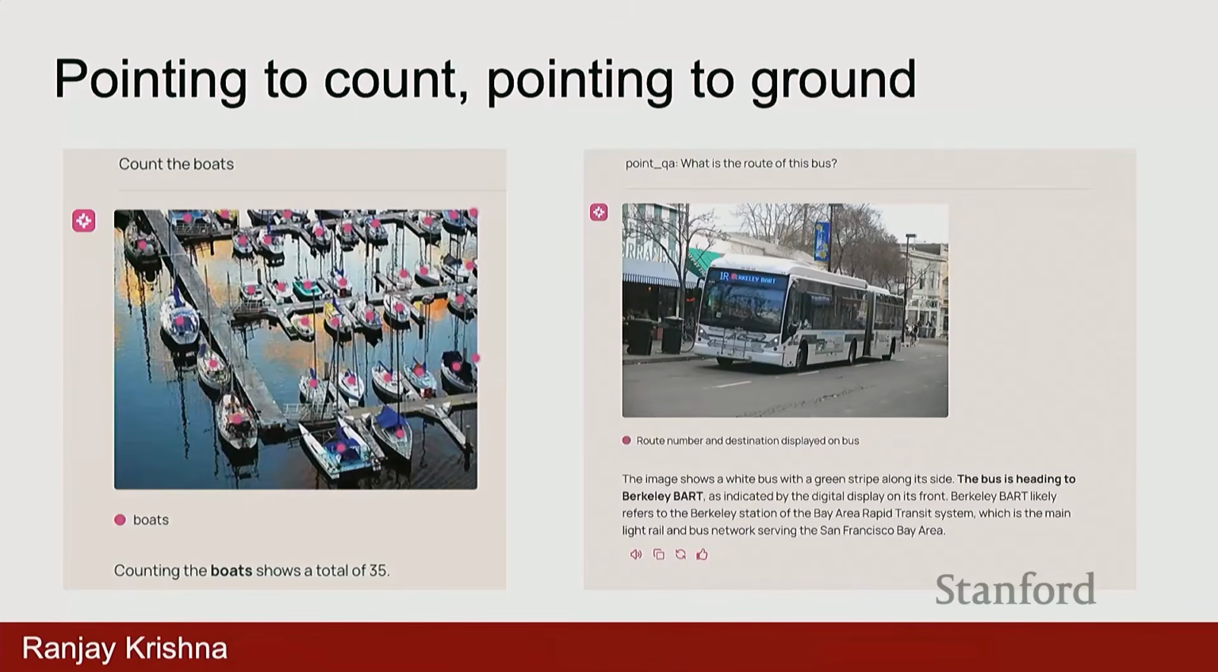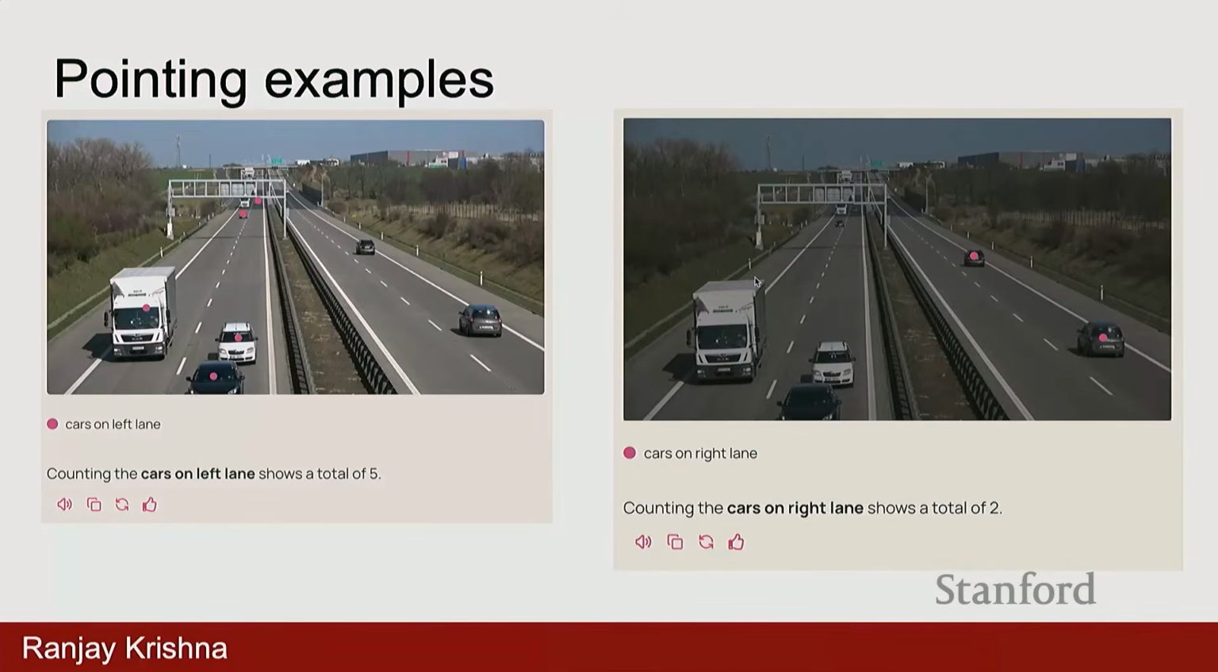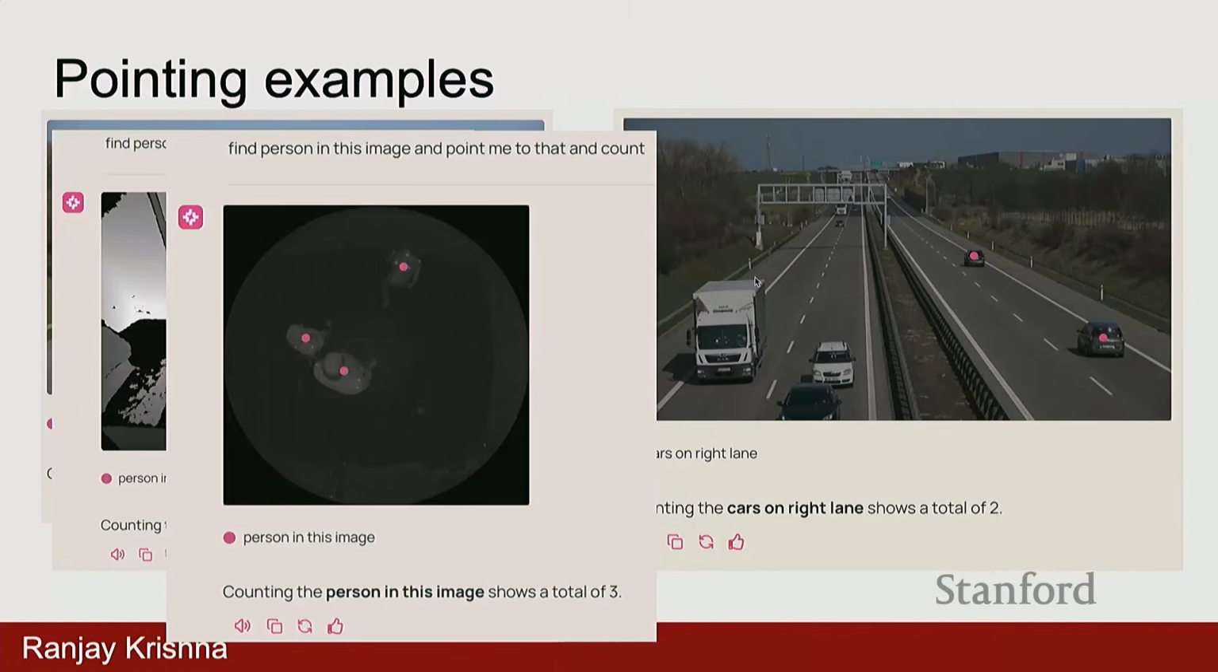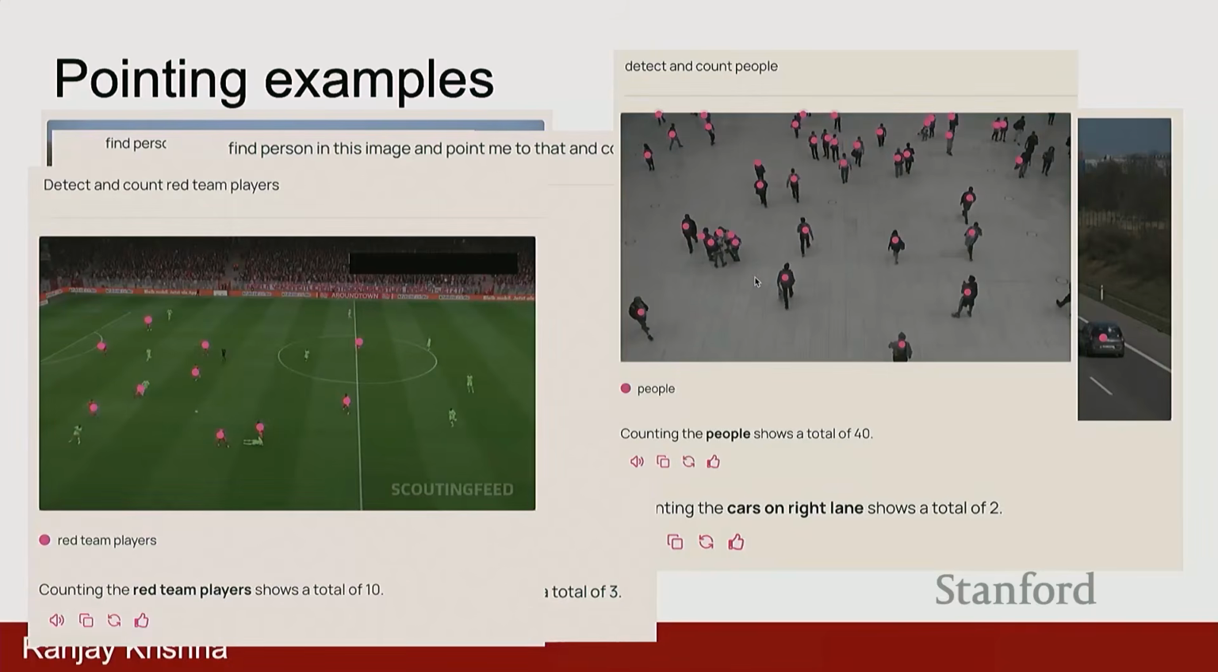And I already showed you that you can point to count, but you can also point to do really fine-grained things, like asking, what is the route number on this bus? Molmo doesn't just simply give you an answer, it actually points to where in the image. In this case, there's this area right here that contains the bus number, and then it returns the bus number to you. You can ask it to reason about how many cars are on the left versus how many cars are on the right. You can ask it to reason over depth images or overhead images, or even really crowded scenes and sports arenas.